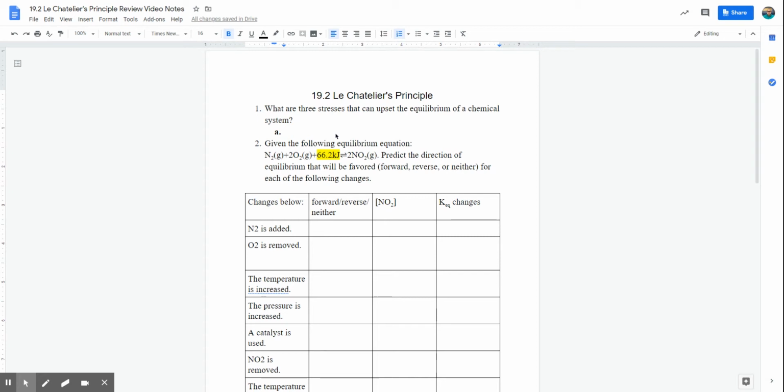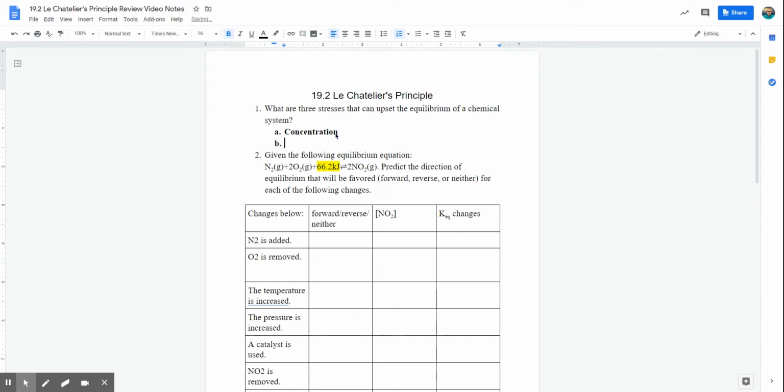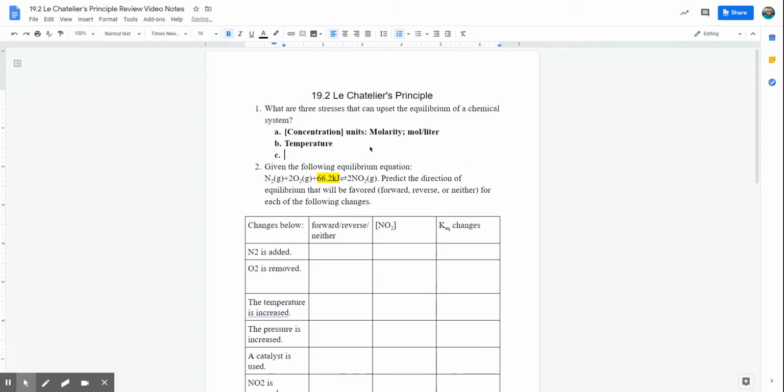And so the first one is concentration. The second is, I'll put the brackets in just so that we get in the habit of knowing that brackets mean concentration. One note, and some students had questions. The units for concentration is molarity, which is moles per liter, just as a refresher. The other two stressors which are introduced here is temperature, and the last one is going to be pressure. So those are the three.